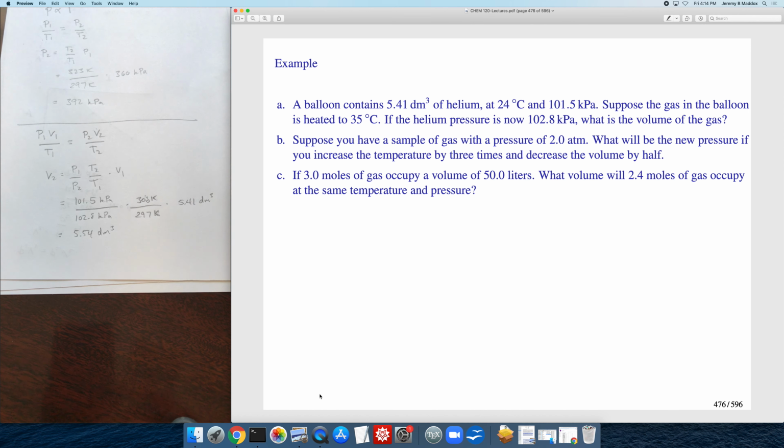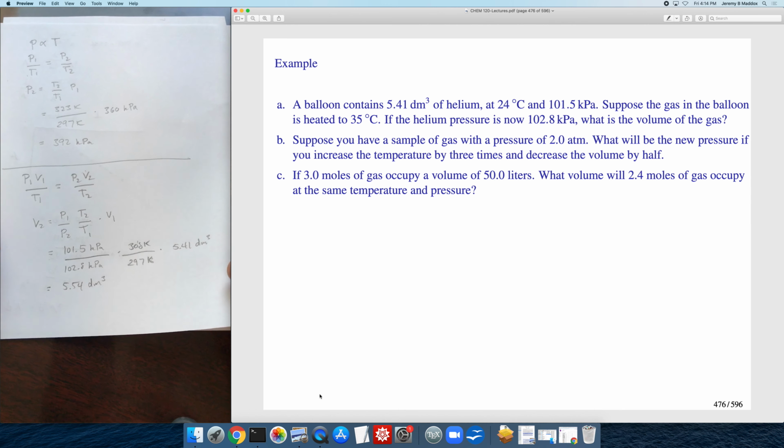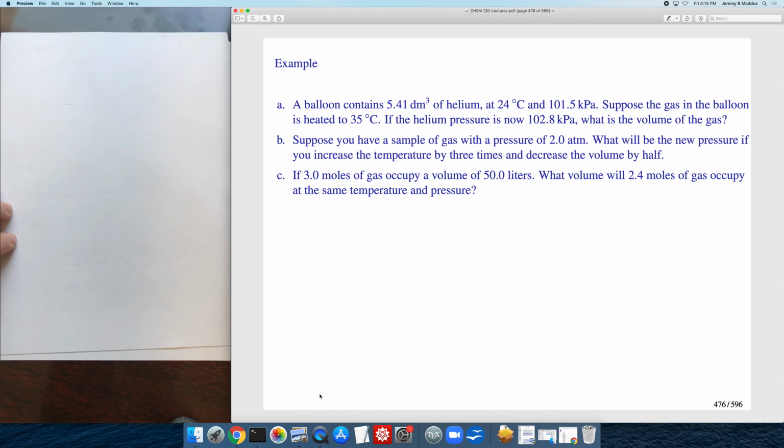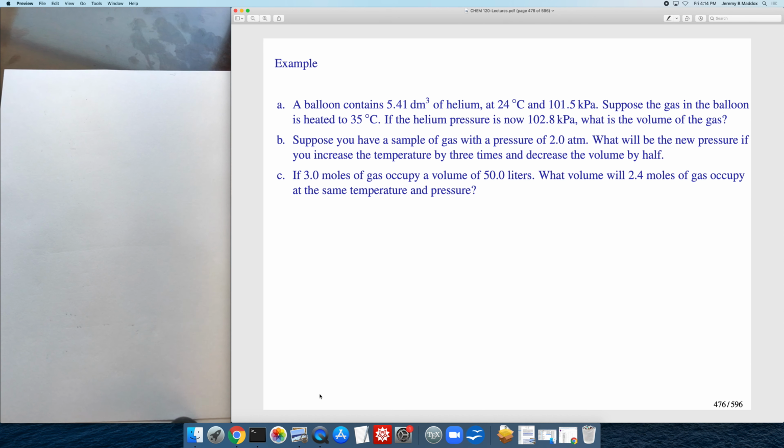I want to do one more combined gas law problem. I want to do part B because this is an example of a combined gas law problem where you do the calculation symbolically. So take a look at part B. Suppose you have a sample of gas with a pressure of 2 atmospheres. What will be the new pressure if you increase the temperature by 3 times and decrease the volume by 1/2?